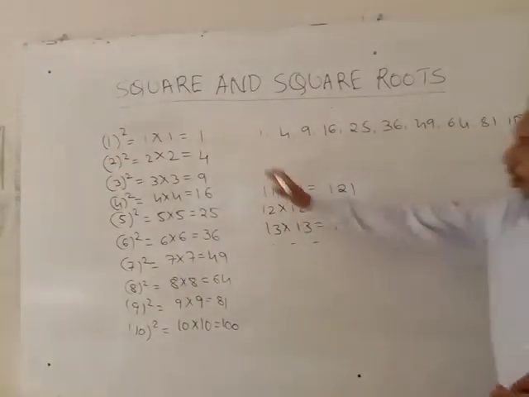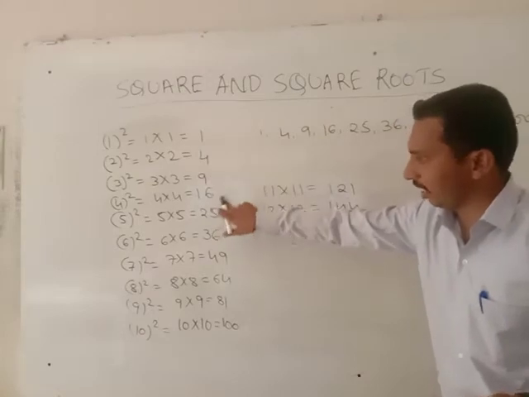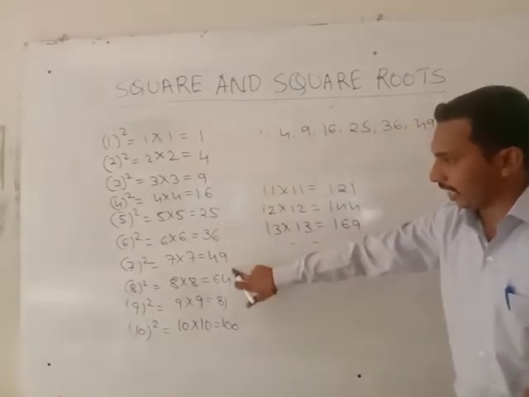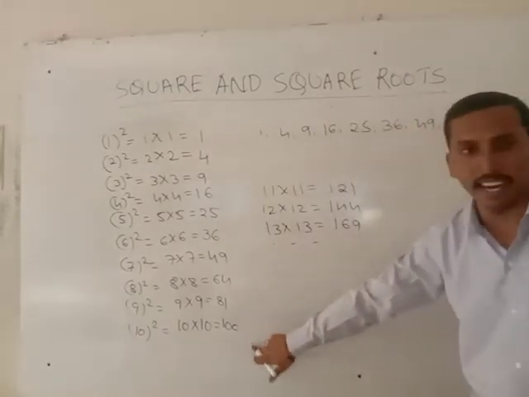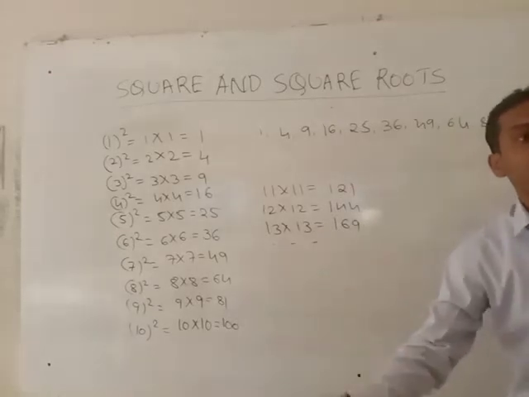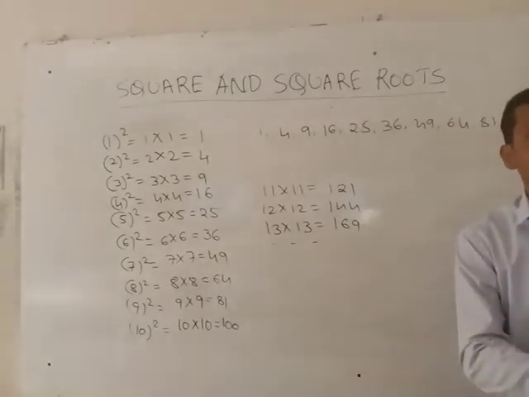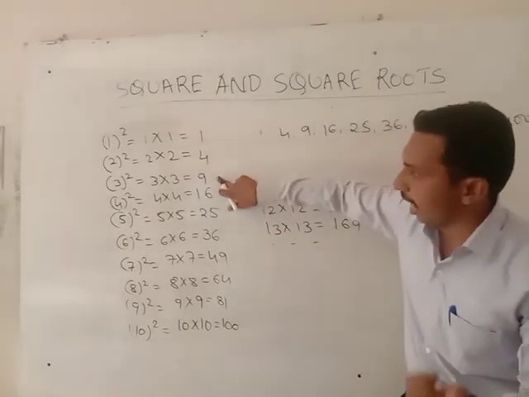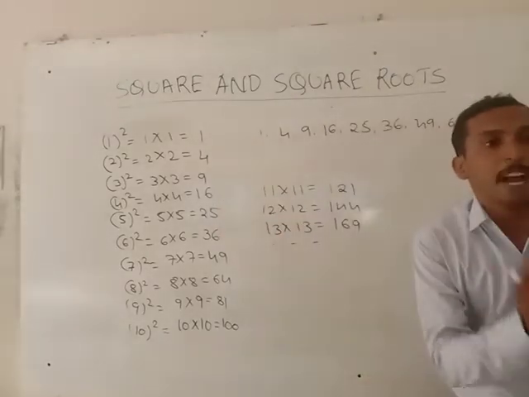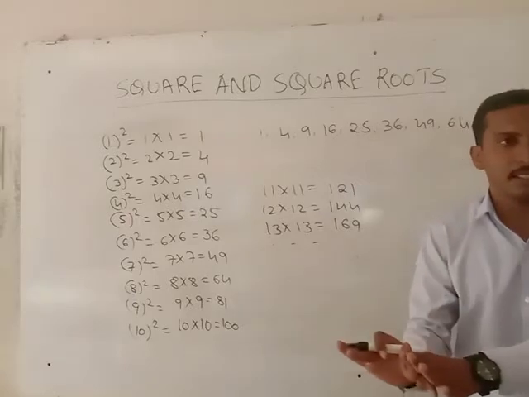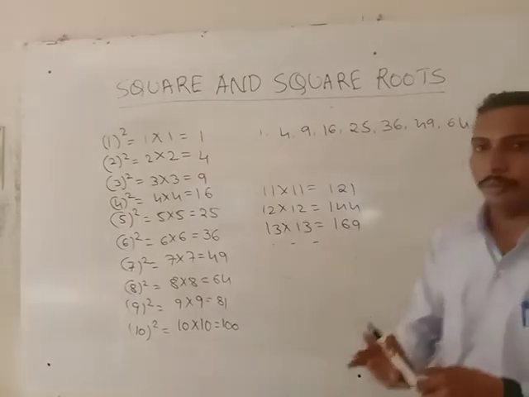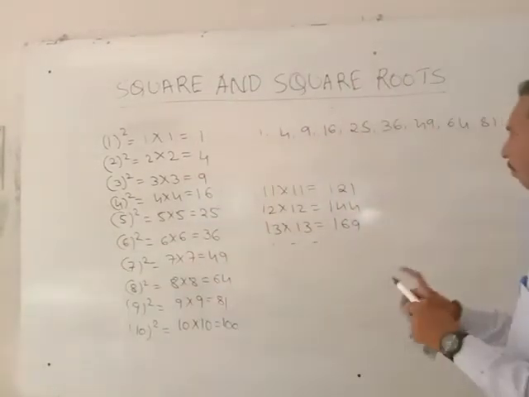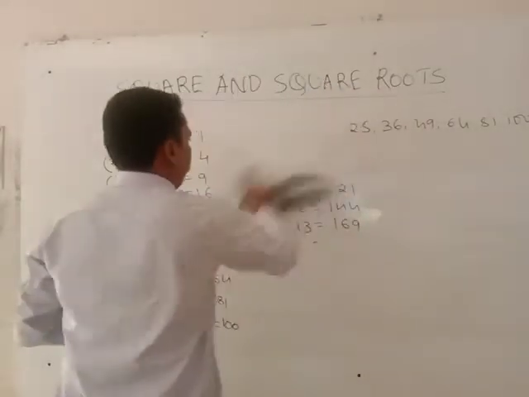Understood? So 1, 4, 9, 16, 25, 36, 49, 64, 81, 100 are known as square numbers, also called perfect squares. 1, 4, 9, 16, these are all perfect square numbers. Okay?